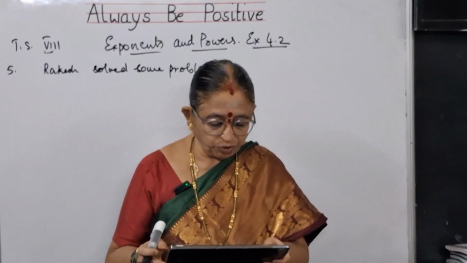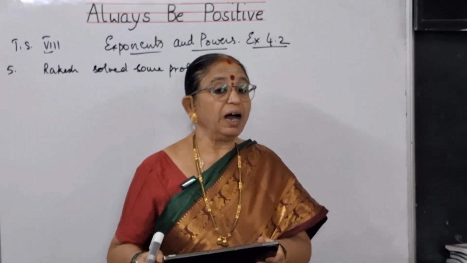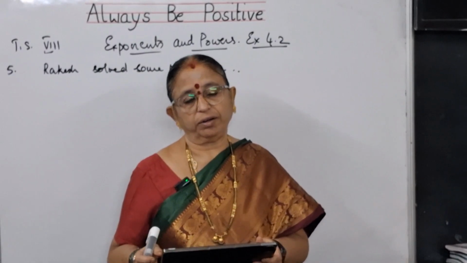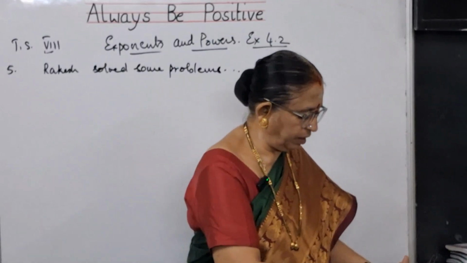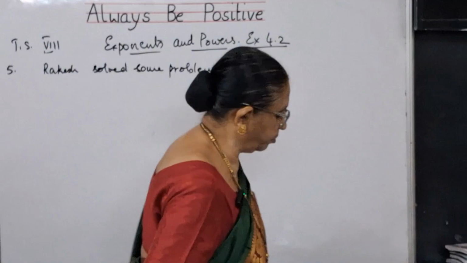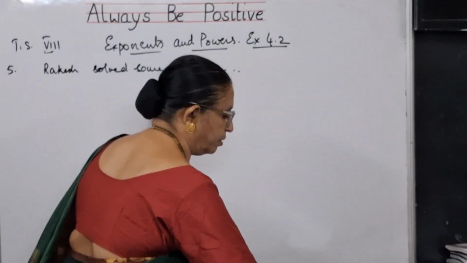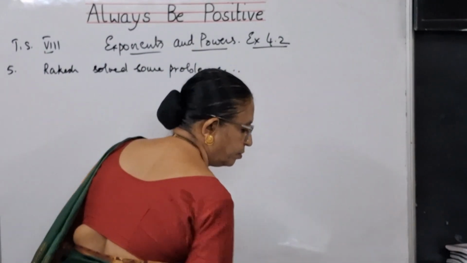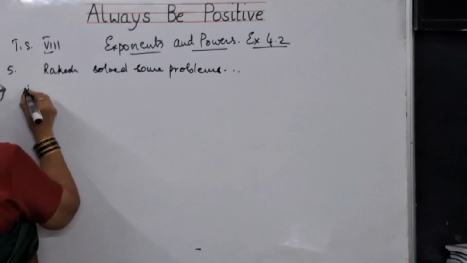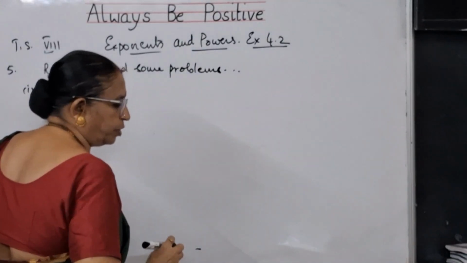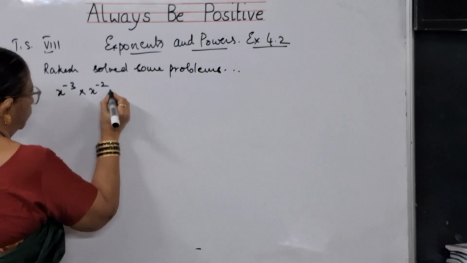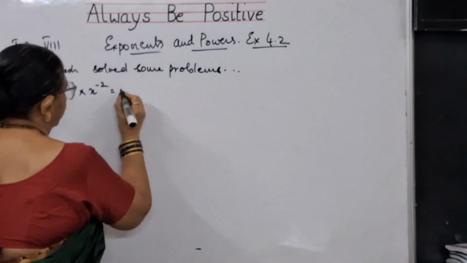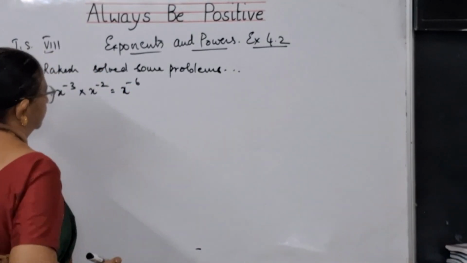Means they have given the solutions of some problems. Are they correct or not? If you agree, you say yes. Otherwise, no. So let us see one by one. So the first bit is x to the power of minus 3 into x to the power of minus 2 is equal to x to the power of minus 6.